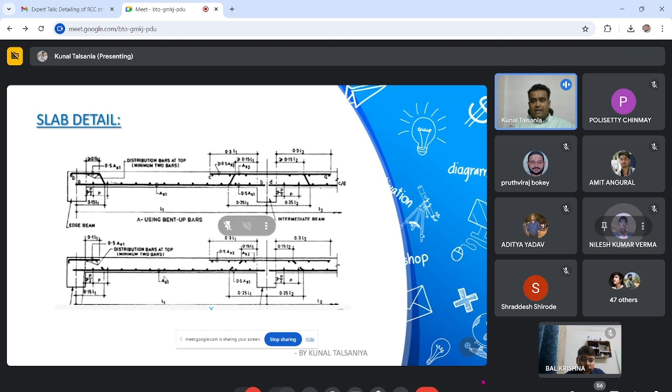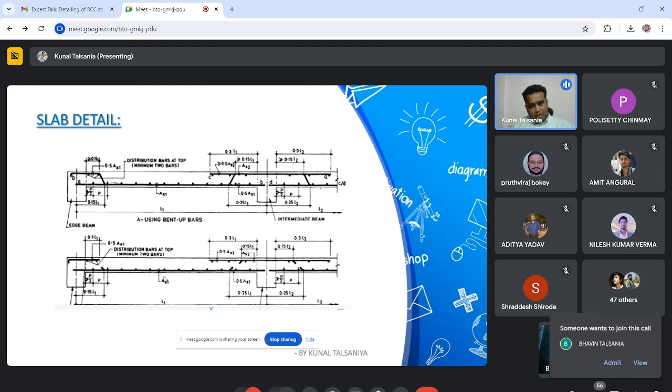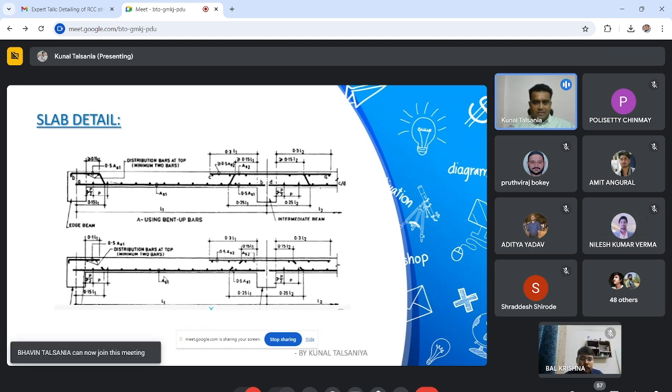Okay, so these are the standard details given in SP34. In figure 1, you can see the bent up bar detail, and in figure 2 it is a straight bar detail, no bent up. Both details are applicable to site right now, and in the majority of places everybody is still using bent up bars more than the cut bar or straight bar detail. Both are allowed by code.